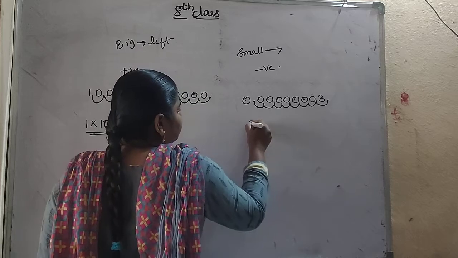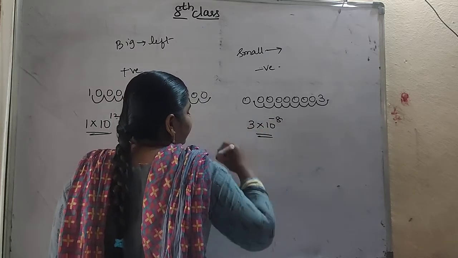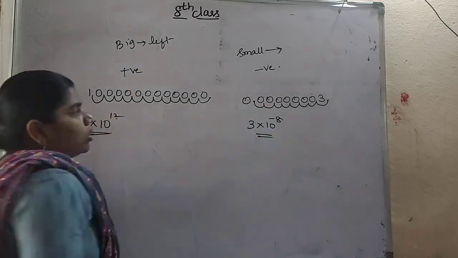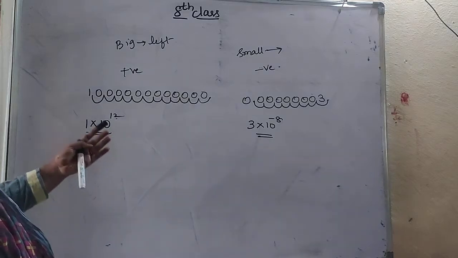So it will be 3 into 10 power minus 8. Why am I writing minus? Because it is a smallest value. Okay. So for bigger value, we have to move to left side.